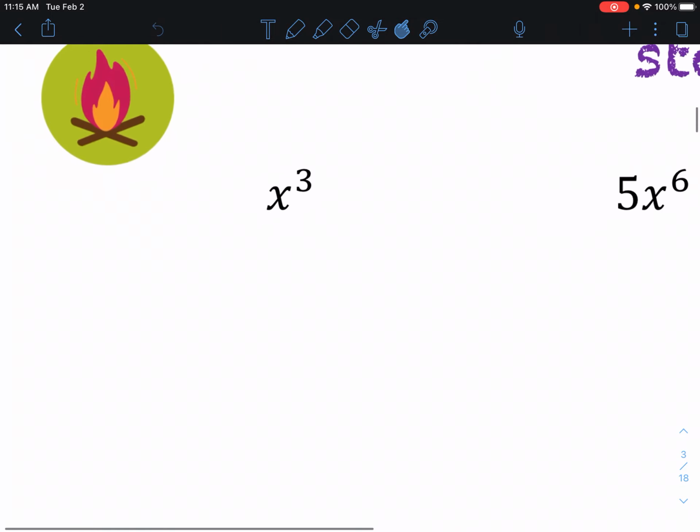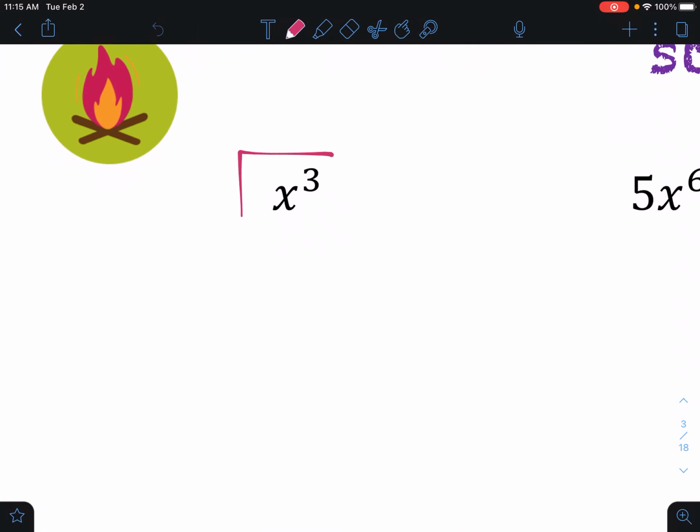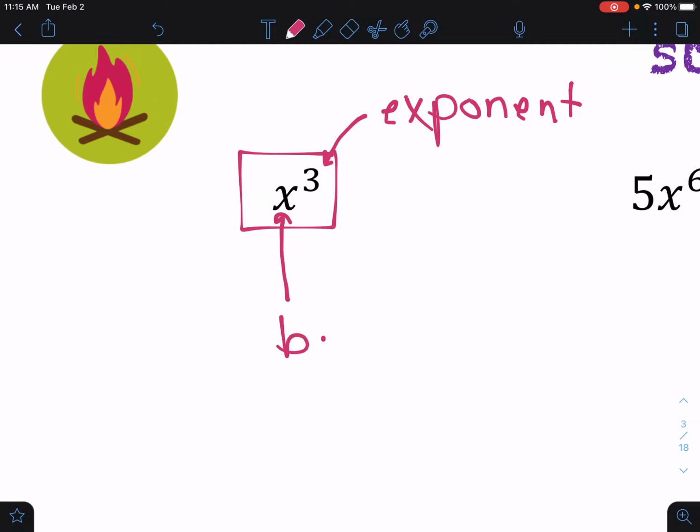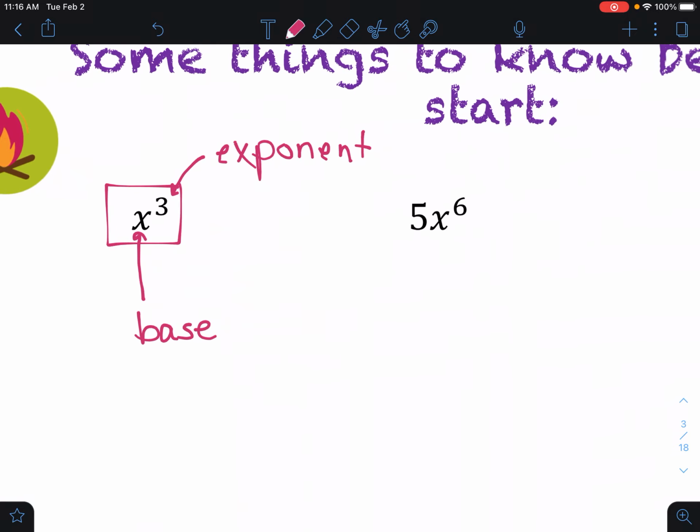Let's just take a look at this thing right here. This is a power, okay? And this thing right here is called an exponent, which you are probably familiar with. This is the base of that power, okay? So base, exponent. Now, x is also a variable. Remember, letters in math represent things that can vary, so that's a variable.